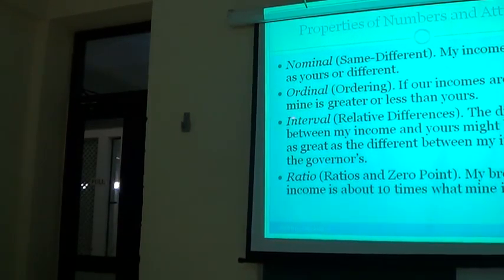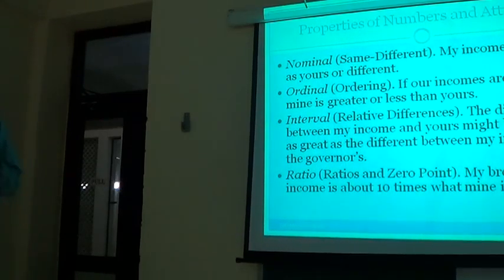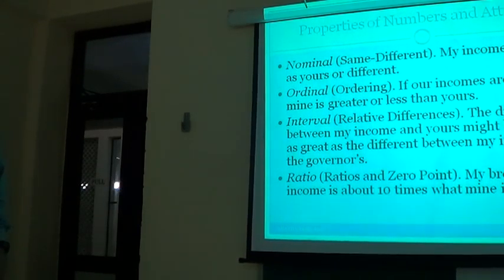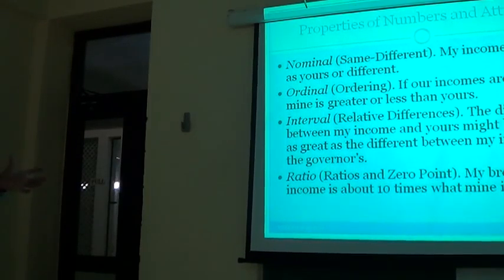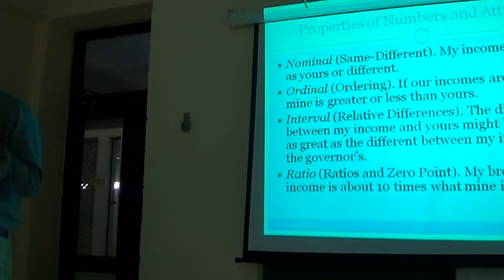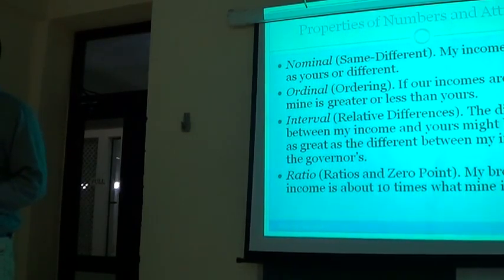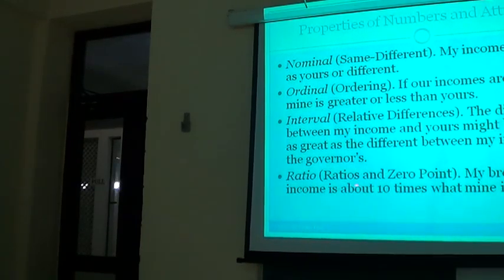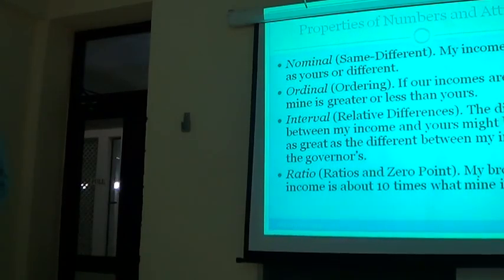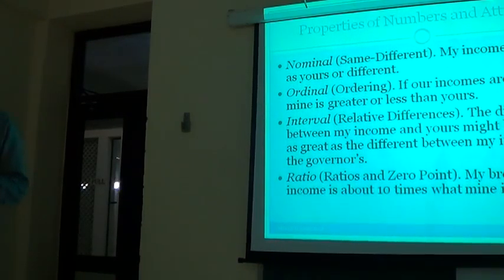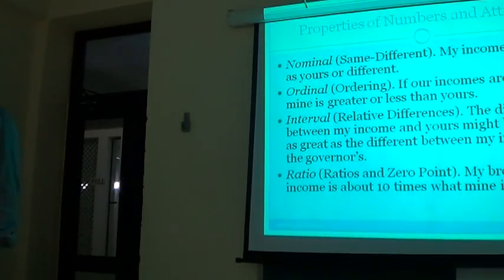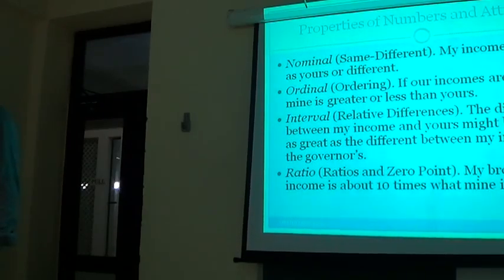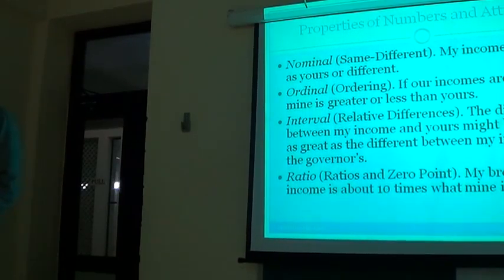Okay? So interval means relative difference. The difference between my income and yours might be, say, twice as great as the difference between my income and the government's. So the interval is also known. Okay, so that is what it is. If you say ratio, my brother's income is about 10 times what mine is. So if you put a ratio of my income and my brother's income, it is 1 by 10. My income is 1/10 of my brother's income, or my brother's income is 10 times my income.